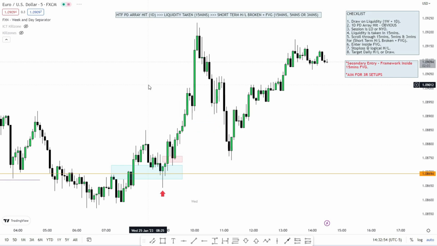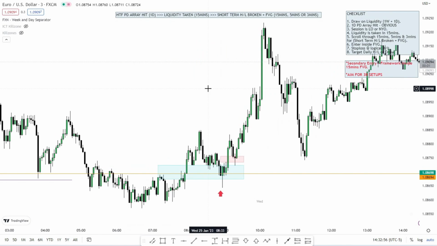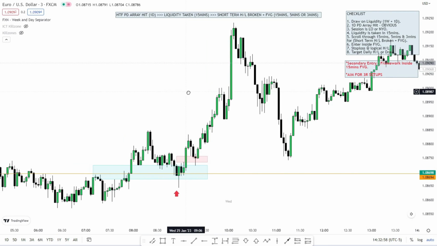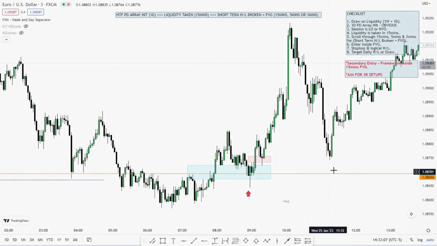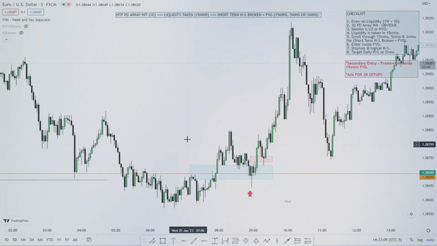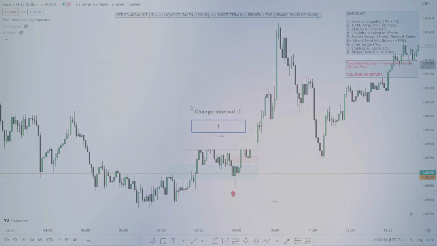Let's look at 3 minutes, how it looks like. Much better, much more clear. Look at how so beautiful. Look at that end break, imbalance. That is all you need. And the higher time frame plus liquidity taken in the 15 minutes. 1 minute finally.